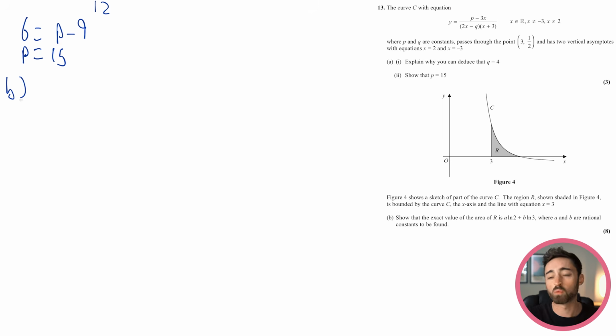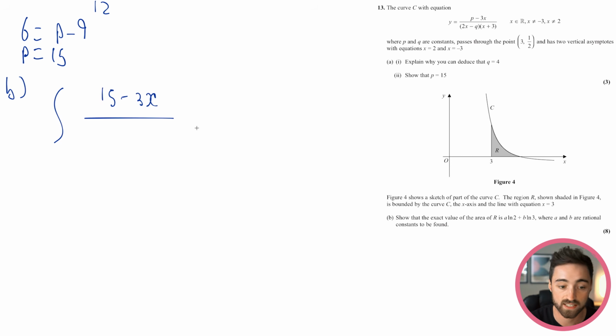Don't worry about all of the lunes and stuff yet, because we're 8 marks away from that. So instead, just ask yourself, find the area R. How are we going to do that? It's clearly an integral, right? It's going to be the integral of the curve, and we have the curve. It is (15 minus 3x) over (2x minus 4)(x plus 3).